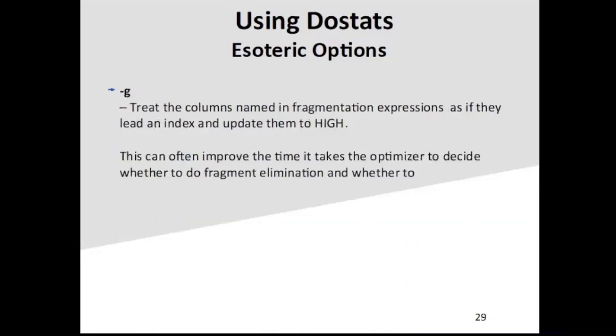Dash lower g treats columns that are used in fragmentation expressions as if they lead an index and basically does a high on them, even if they don't. It wouldn't otherwise do a high. Because the optimizer needs to have some information about the fragmentation scheme when it's making decisions about whether to use an index or rely on fragment elimination to speed up a particular query, this can improve some queries. So it is an option. It's not done by default.